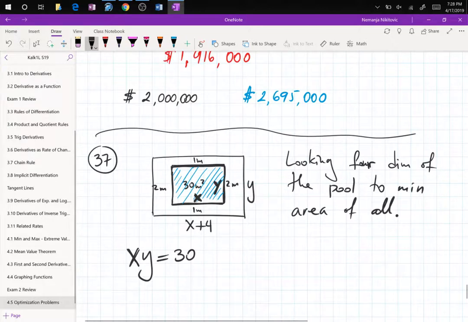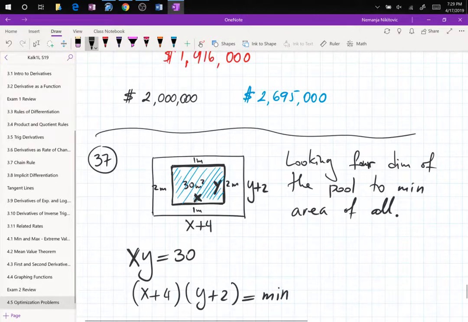Y plus 2. Because you have 1 meter on top, 1 meter on the bottom, plus the Y in the middle. 1 plus Y plus 1 is Y plus 2. And there is your X plus 4 times Y plus 2. You want that to be minimum. Why do you want that to be minimum?